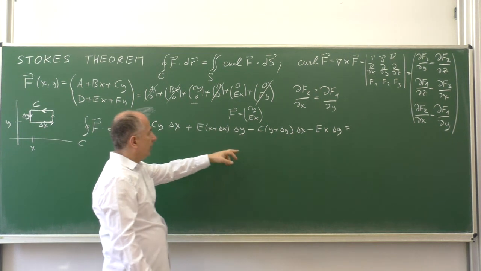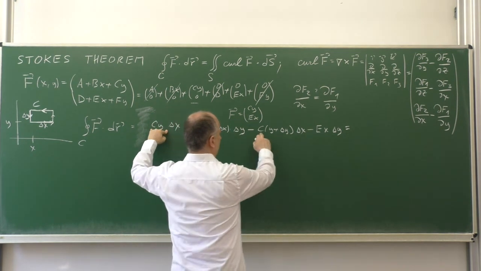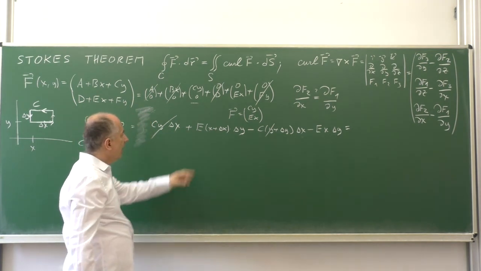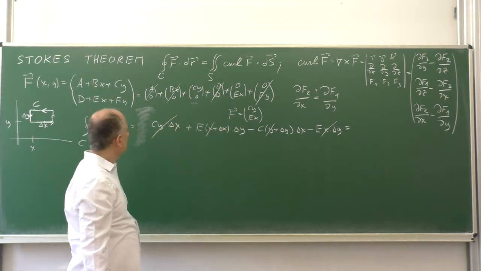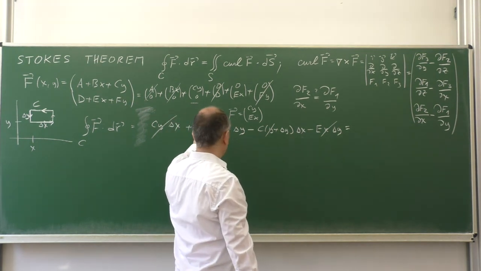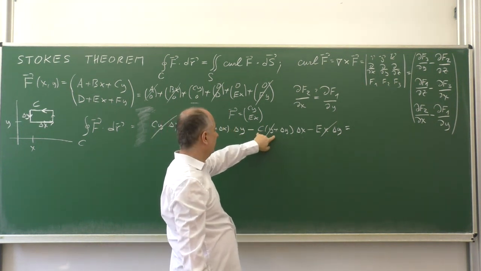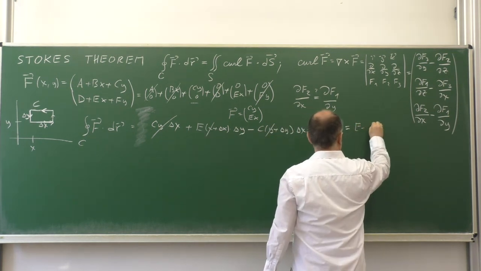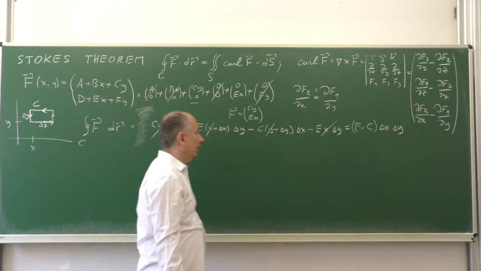When we expand this multiplication and this multiplication, then cy delta x with plus and with minus cancel each other, and ex delta y minus ex delta y cancel each other, and what remains is delta x times delta y times e, and delta x times delta y times minus c. So we can factor out delta x delta y, and we have e minus c times delta x delta y.